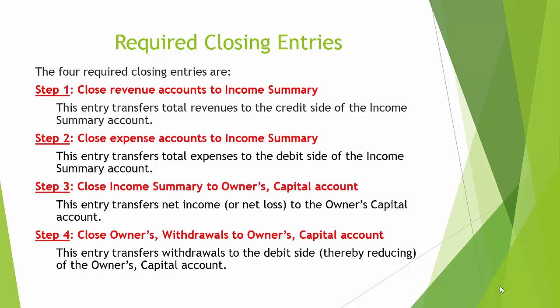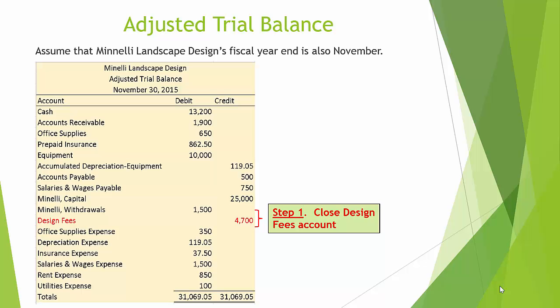Step 4, close owner's withdrawal to owner's capital account. This entry transfers withdrawals to the debit side, thereby reducing the owner's capital account. Okay, let's see how this process works. Here's the adjusted trial balance for Minelli Landscape Design at the end of November. We're going to assume that this is also their fiscal year end.